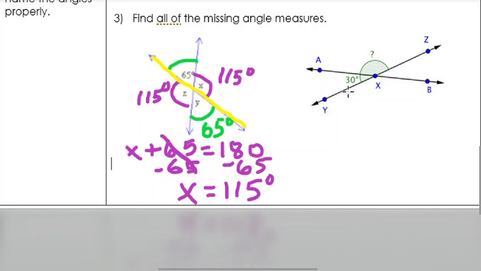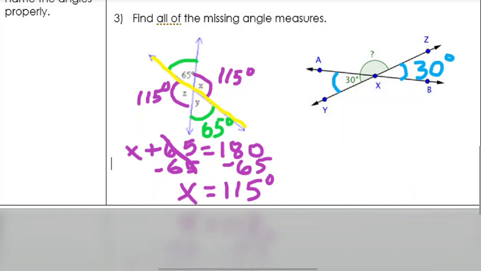Alright, let's do this next example. So we're finding all the missing angle measures. So we're going to find all three of these missing angles. Alright, so first I see that this angle of 30 degrees and this angle are across from each other, so that means that they're vertical. And vertical angles are the same measure. So this angle over here would be 30 degrees.